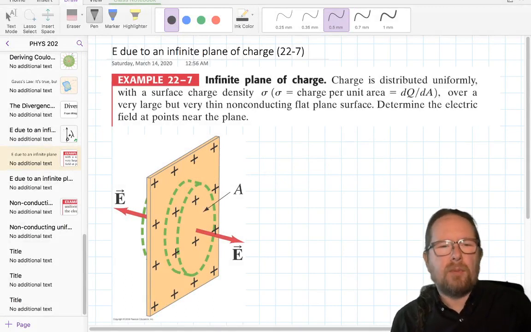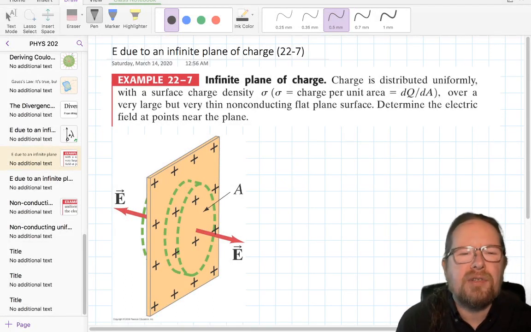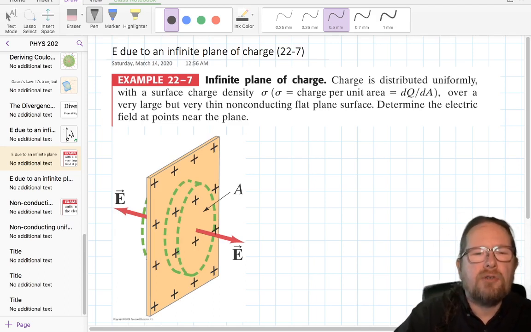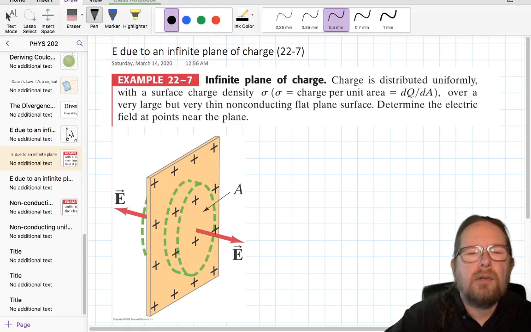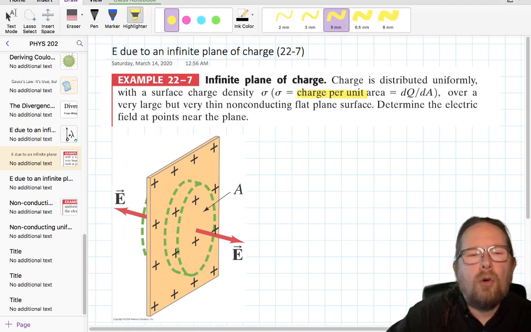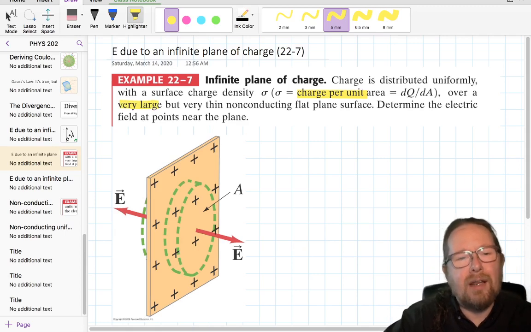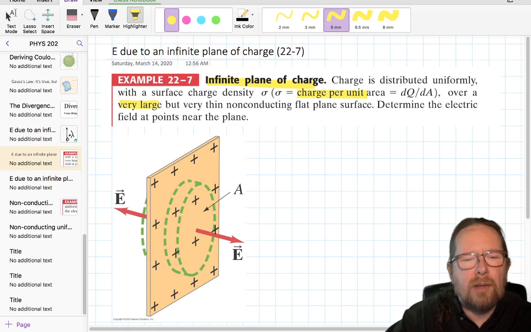Okay, so the next example that your book does, example 22-7, is an infinite plane of charge. Charge is distributed uniformly with a surface charge density sigma, where sigma is the charge per unit area, over a very large but thin non-conducting flat plane surface. We can consider the thickness of the plane to be essentially 0, and very large means that if we're very close to it, we can treat it as an infinite plane of charge. Determine the electric field at points near the plane.